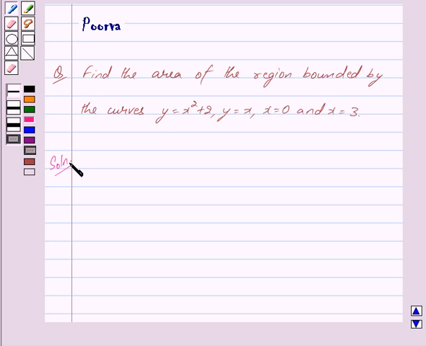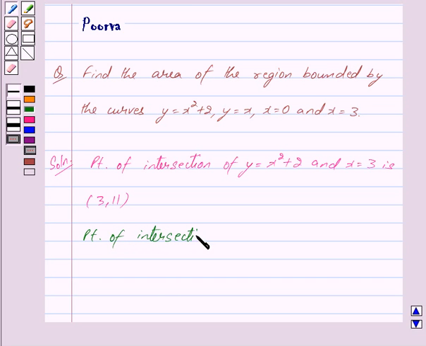Now the region is bounded by the curves y is equal to x squared plus 2, y is equal to x, x is equal to 0 and x is equal to 3. So, first we shall identify the region whose area is to be found out. For that, first we will find the point of intersection. The point of intersection of y is equal to x squared plus 2 and x is equal to 3 is (3, 11), and the point of intersection of x is equal to y and x is equal to 3 is (3, 3).